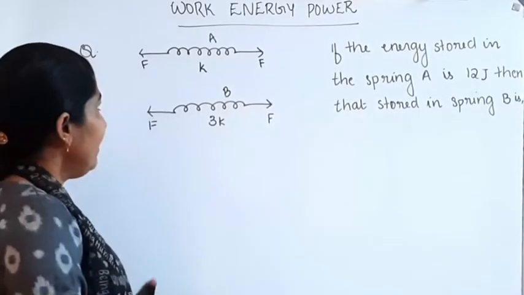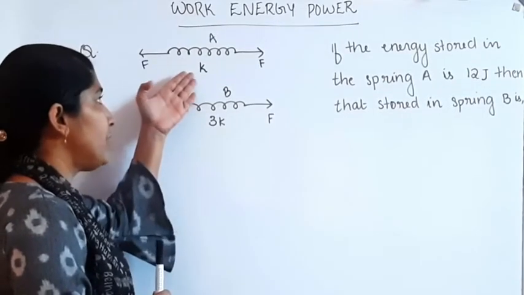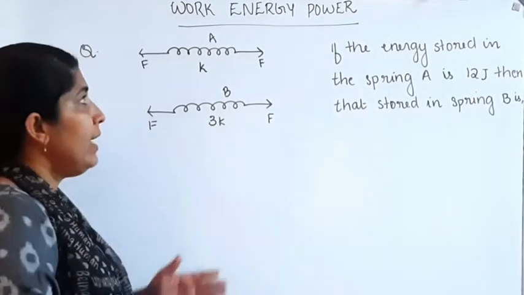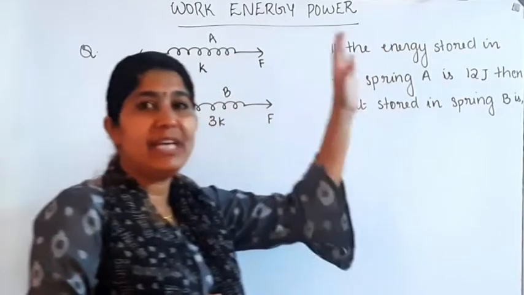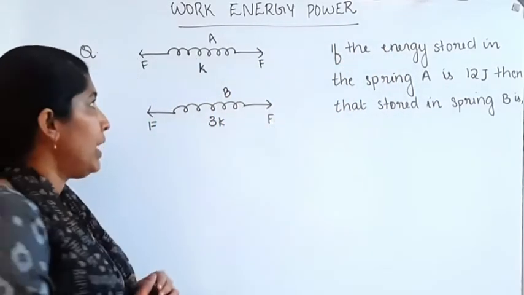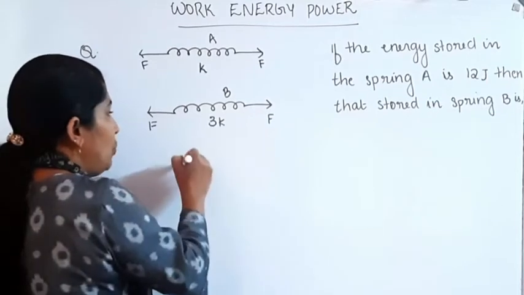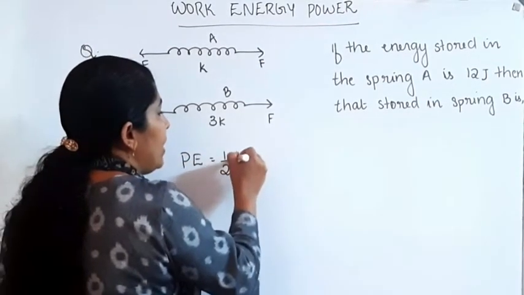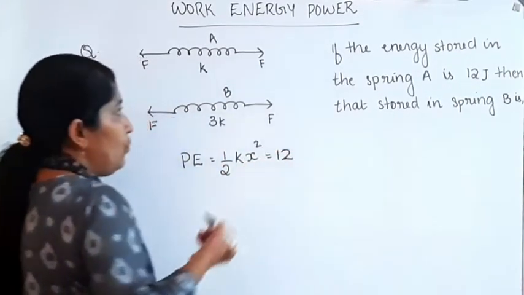Next question. In this question, two springs are given. The first one has spring constant k and the second one has spring constant 3k. If the energy stored in spring A is 12, energy in A is equal to 12. What about the energy stored in the spring? That is equal to potential energy. That potential energy is equal to half kx square and it is equal to 12, in the case of the first spring.